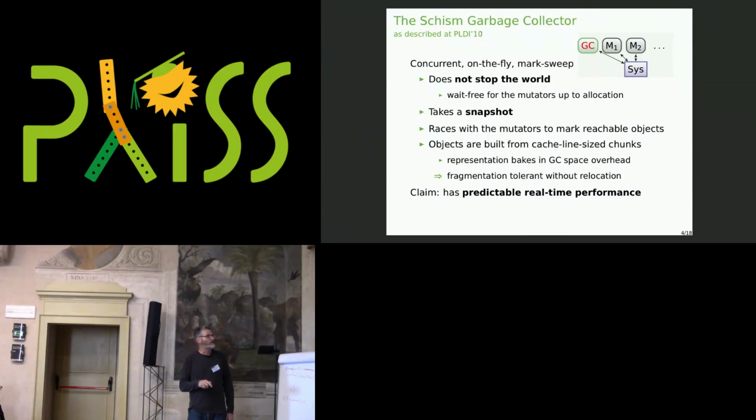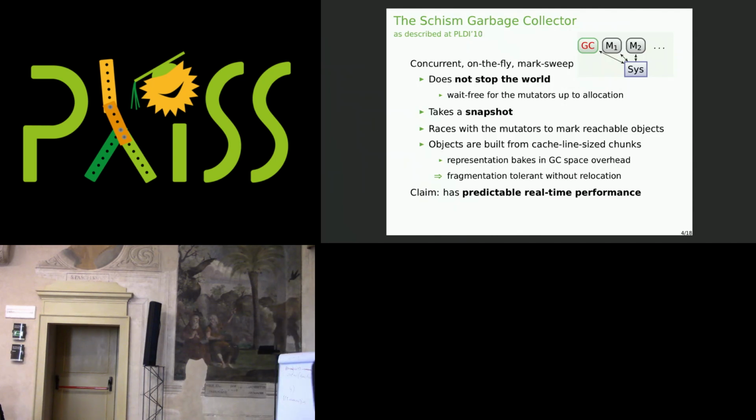It doesn't stop the world. It's wait-free for the mutators up to allocation. Allocation can be not wait-free because at some point you may need to go to a global pool, take a global lock, and get the space to be able to satisfy an allocation. We take a snapshot. We have this racing property with the mutators to mark the reachable objects. You've already seen that in the description of the barriers.